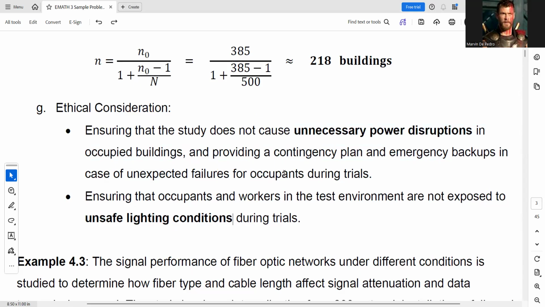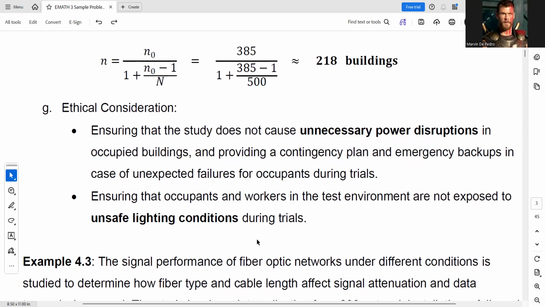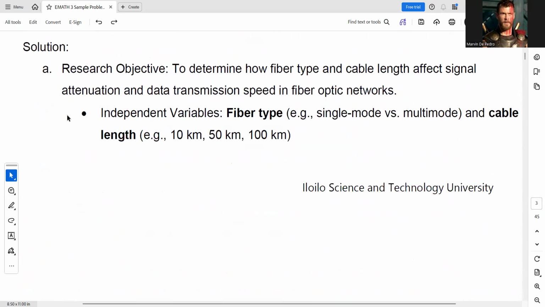Okay, so these are just some of the ethical considerations, especially for the buildings. Although we are experimenting on buildings, we have to realize that there are people inside the buildings while we are doing the experiments. Okay, so another thing, we should have the consent of those people, especially the management. Okay, so that's for the second example.